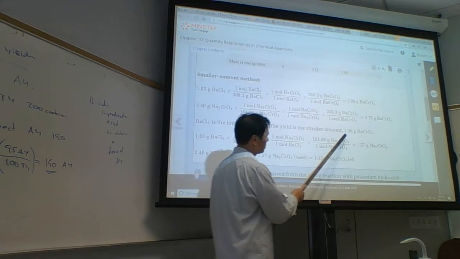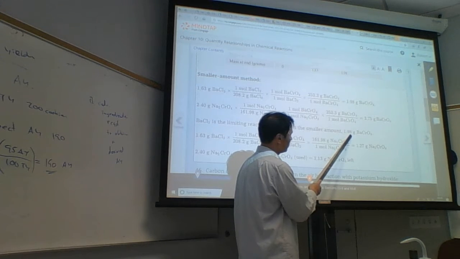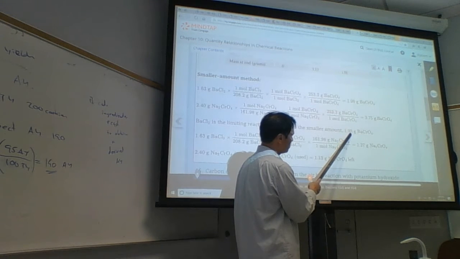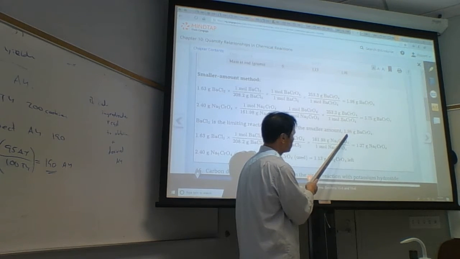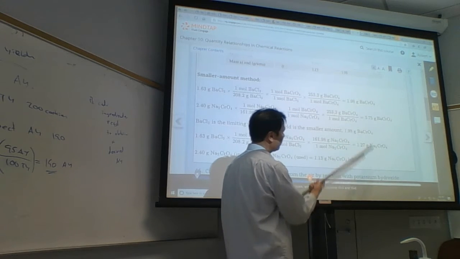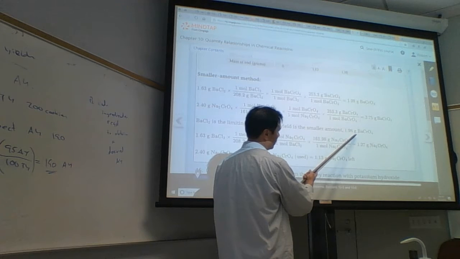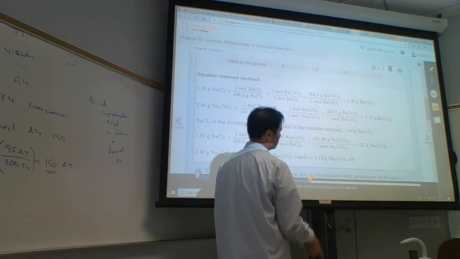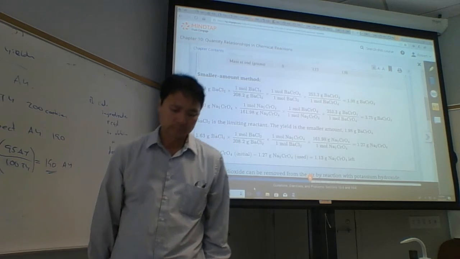Some experimenters are going to get very close to that because they're extremely careful and spend a lot of time. Others are not going to spend as much time, and they'll get smaller yields. One experimenter might get 1.5 grams, another might get very close, like 1.97 grams. The percent yields are going to vary, but it's up to the experimenter.